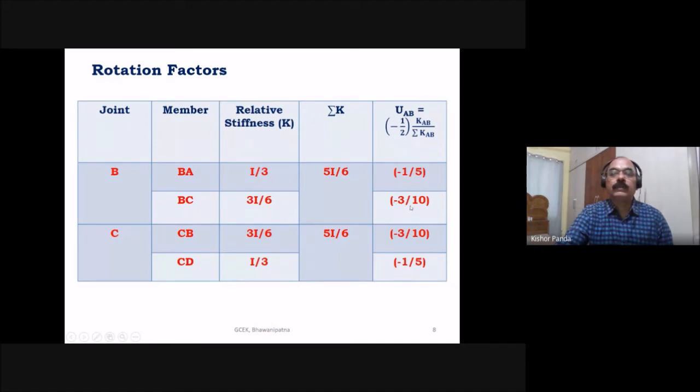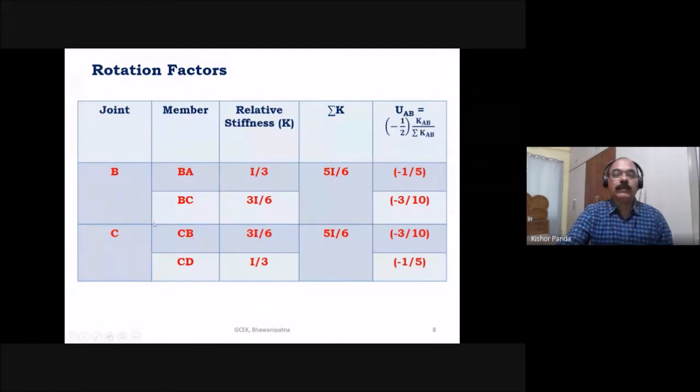So this is UBC. Always you have to check at the joint that the sum of the rotation factors should be minus half. That is UBA plus UBC is equal to minus half. You have to check whether the sum of the rotation factors is minus half or not. Here, minus 1 by 5 minus 3 by 10 is equal to minus 1 by 2.